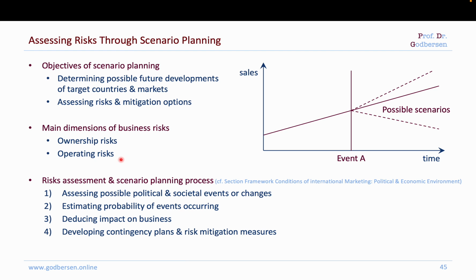So what you do in risk assessment and scenario planning is you look at possible events or developments on a political and societal level that might occur. In conjunction with this, you look at the probability that these events might occur. Then you deduce what impact these events have on your business. On the fourth step, you look at whether we have or can develop any contingency plans and risk mitigation measures.